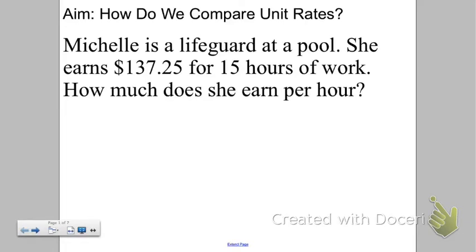Today's lesson is on how do we compare unit rates. Michelle is a lifeguard at a pool. She earns $137.25 for 15 hours of work. How much does she earn per hour? Take a second to copy down the question.